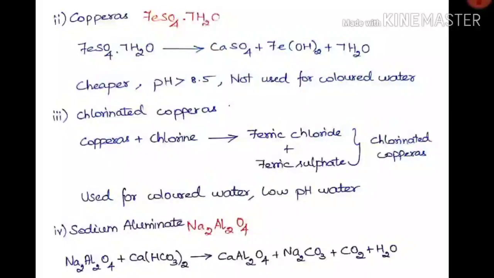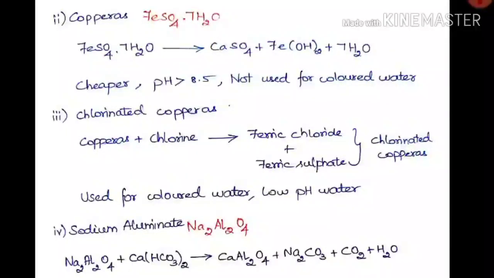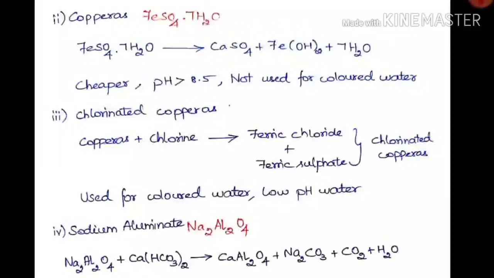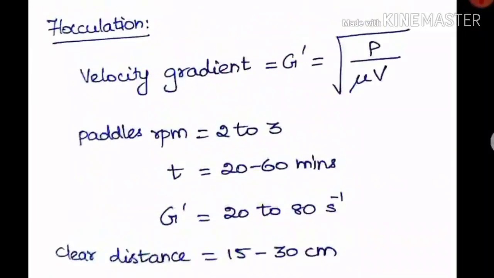And the third one is chlorinated copperas. It is nothing but chlorine added with the copperas to produce ferric chloride and ferric sulfate. So these ferric chloride and ferric sulfate are termed as the chlorinated copperas. So this is used for colored water also, and it can be used at very low pH of the water also. Even if the pH is less than 3.5, we can use this chlorinated copperas. And the next is sodium aluminate. So it is Na2Al2O4. When it is reacted with water and calcium hydroxide, it gives CaAl2O4, sodium carbonate, carbon dioxide and water.